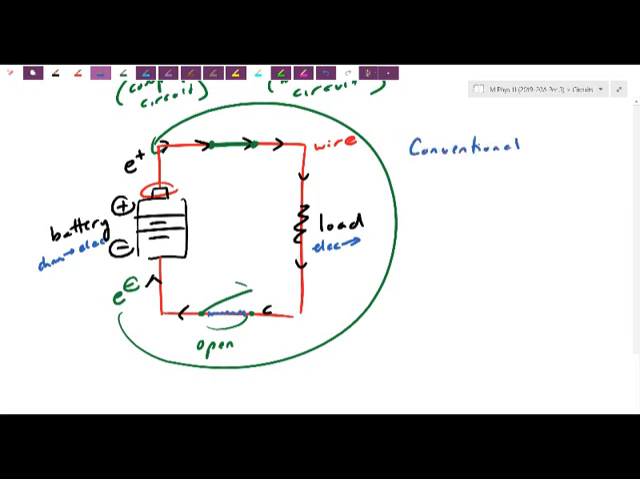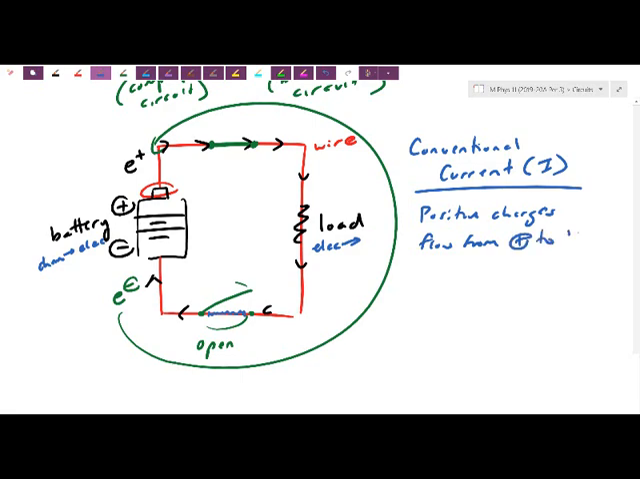This is actually what we're going to be calling I. Conventional current I assumes positive charges. So these positrons, positive charges, flow from the positive terminal to the negative terminal. Well, you're like, well, that's not true, right? It's not positive charges. Well, that's why we just give this a different name then.